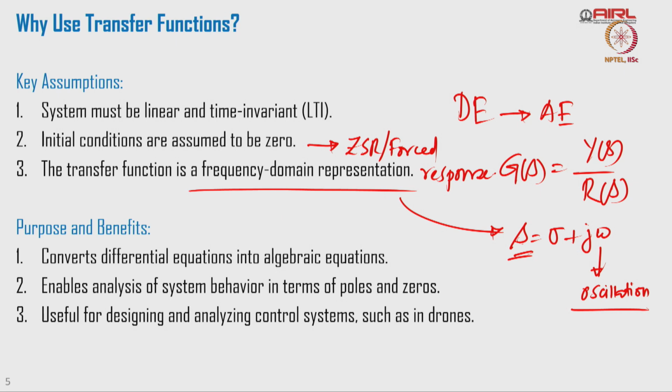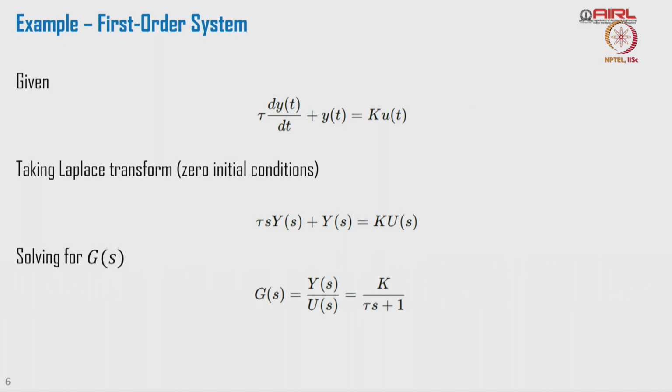So, the purpose and the benefits of transfer function is that it converts differential equations into algebraic equations. It enables analysis of system behavior in terms of poles and zeros. I will define those in the later slides in this lecture, and then it is useful for designing and analyzing control systems such as in drones, autonomous vehicles, etc. Okay. So, I will give one example first. Take a first order system. What is the order? I will come to that, but what is the order of a system?